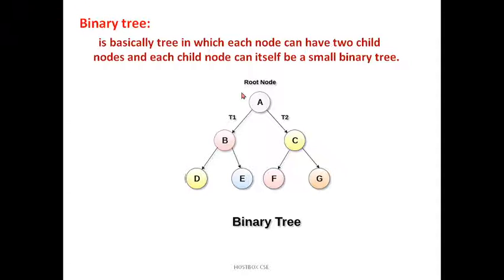So this is a small example of a binary tree where you have a root. This is the root A, with children B and C. B again has the children D and E, and C has the children F and G. So root A has the children B and C, B has sub children D and E, and C has the children F and G.